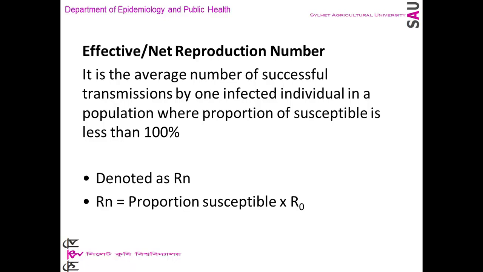Therefore, information on both basic reproduction number and net reproduction number is very important for strategic planning to prevent, control and eradicate diseases from the population.